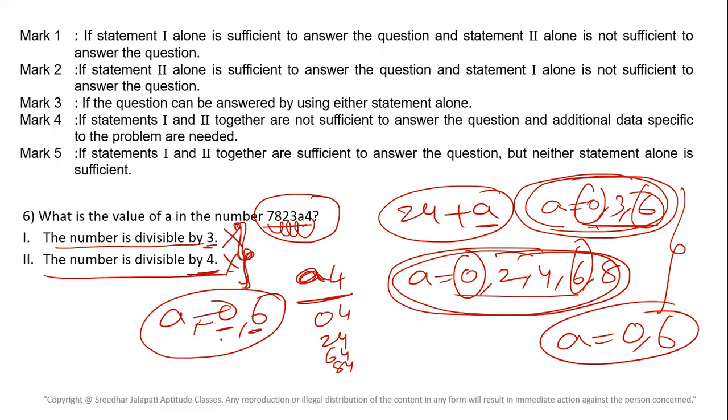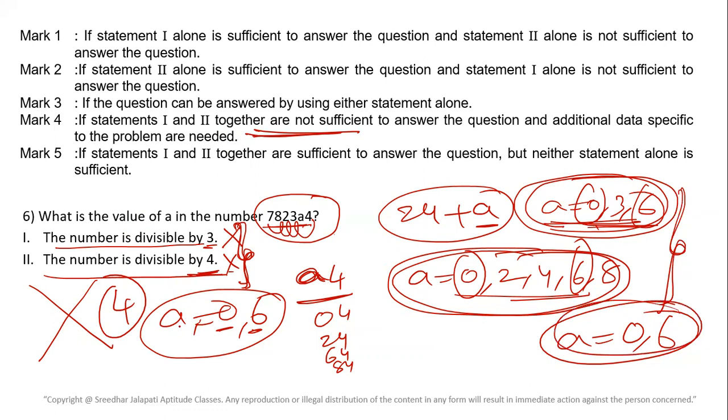So using both 1 and 2 together also, we are getting multiple values, that is 0 as well as 6. So still I am not able to find what A is. Therefore, both 1 and 2 together also not sufficient. That is option 4 is the answer. Clear? Because even individually each statement gives multiple values, and even on combining we got multiple values for A. Very good question, right?